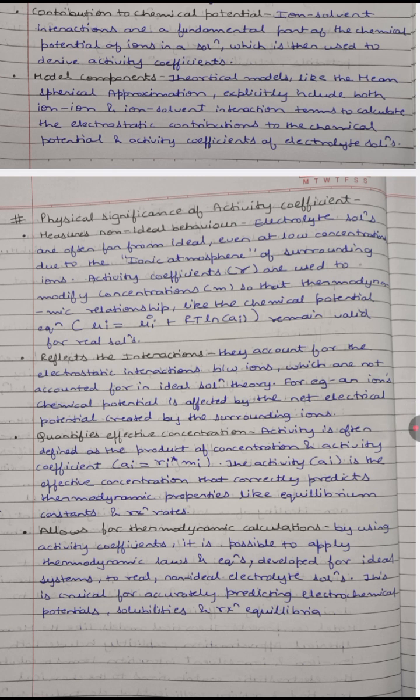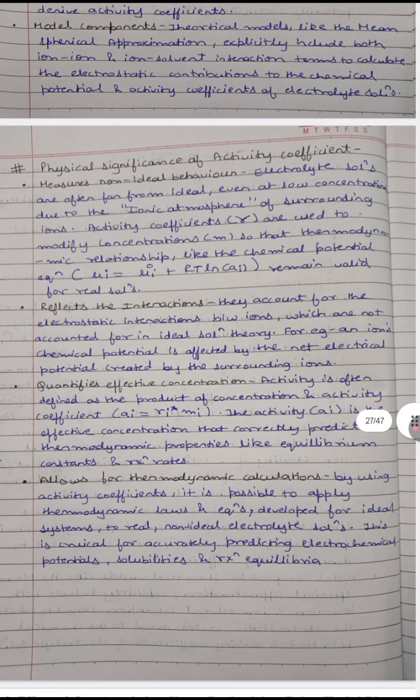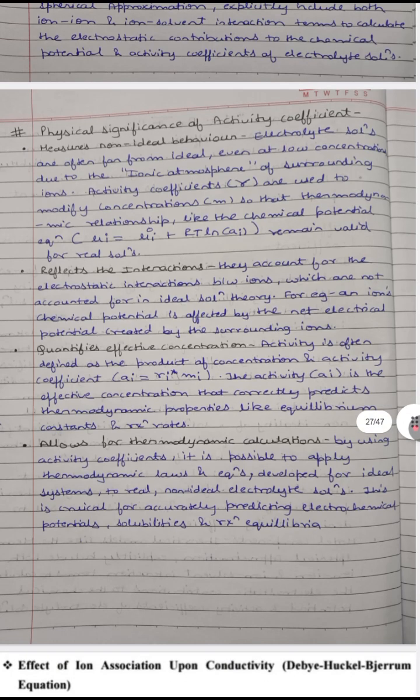Next is contribution to chemical potential. Ion-solvent interactions are a fundamental part of the chemical potential of ions in a solution, which is then used to derive activity coefficient. Next is model components. Theoretical models like mean spherical approximation explicitly include both ion-ion and ion-solvent interaction terms to calculate the electrostatic contributions to the chemical potential and activity coefficients of the electrolyte solution.